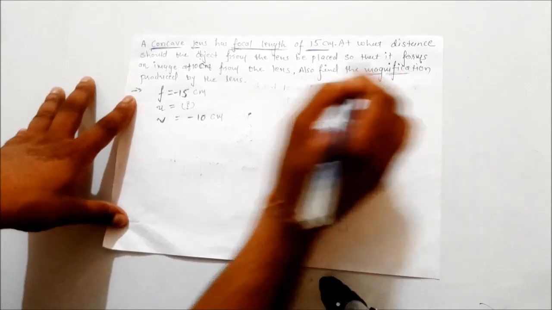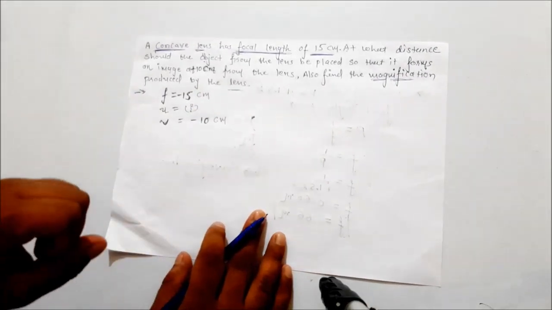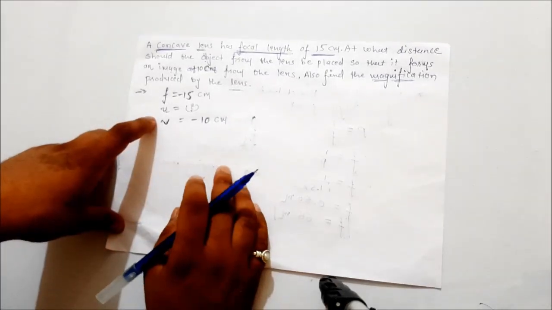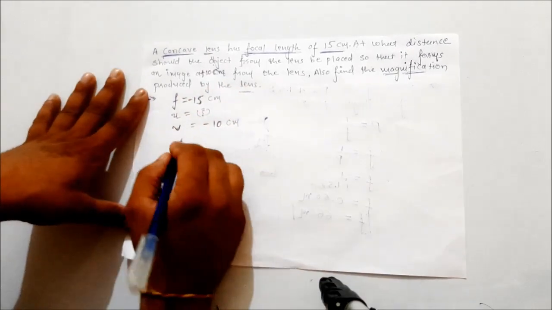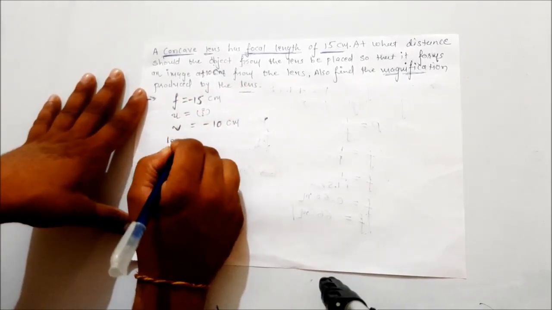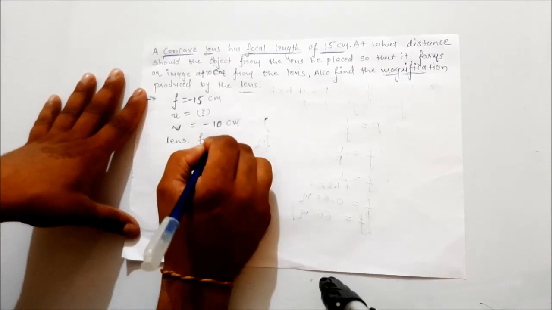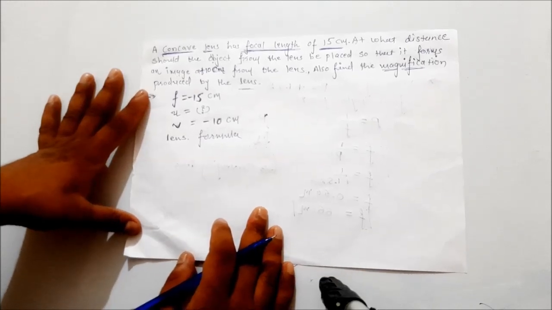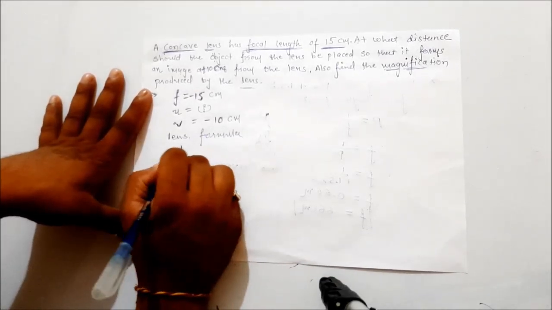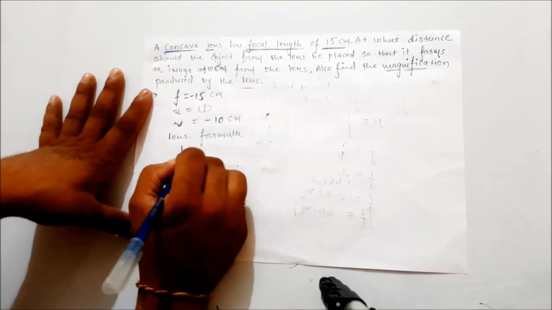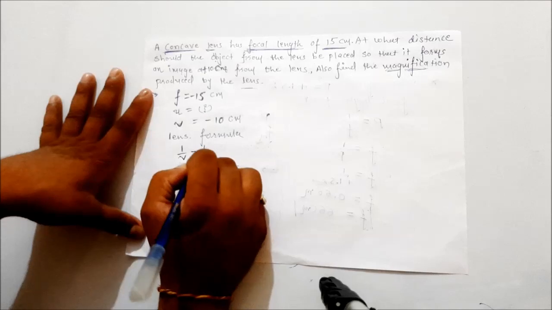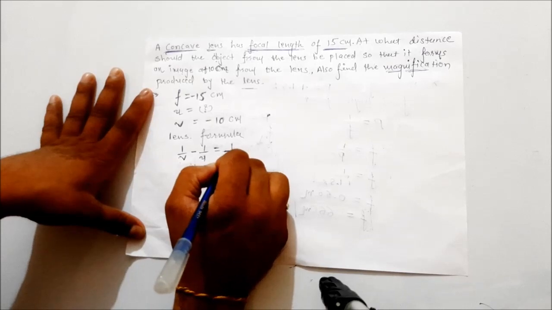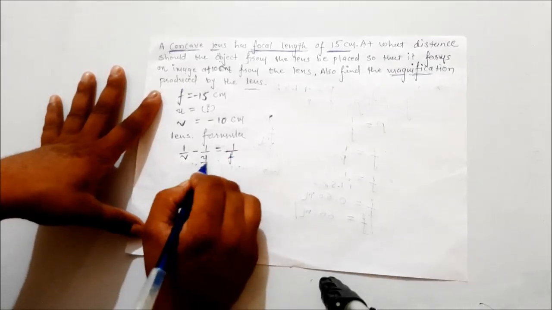Also we have to find the magnification produced by the lens. It's very easy. If we can find u, then it will be very easy to find the magnification. Okay, let's try. First of all, we have a lens, so we will use the lens formula. According to the lens formula, 1 over v minus 1 upon u is equal to 1 upon f. We have to find the value of u.